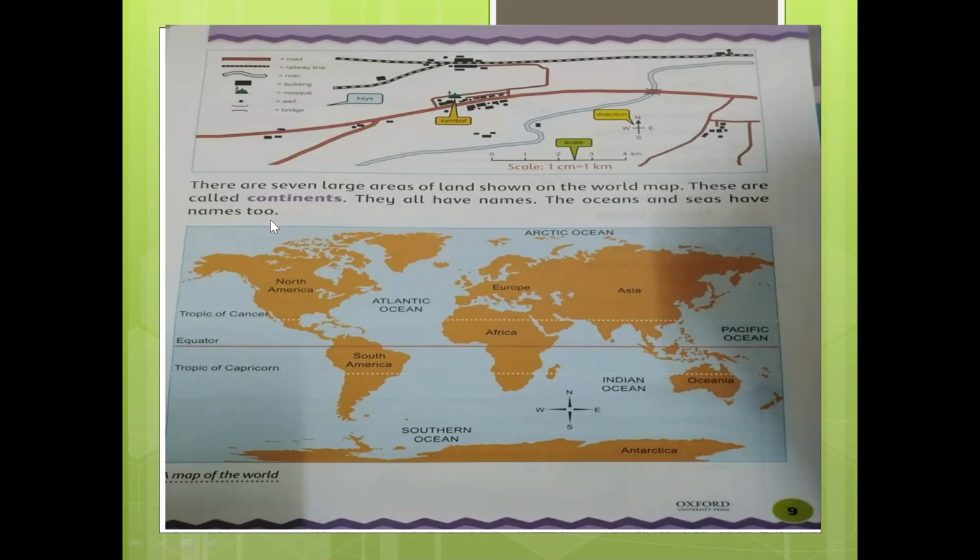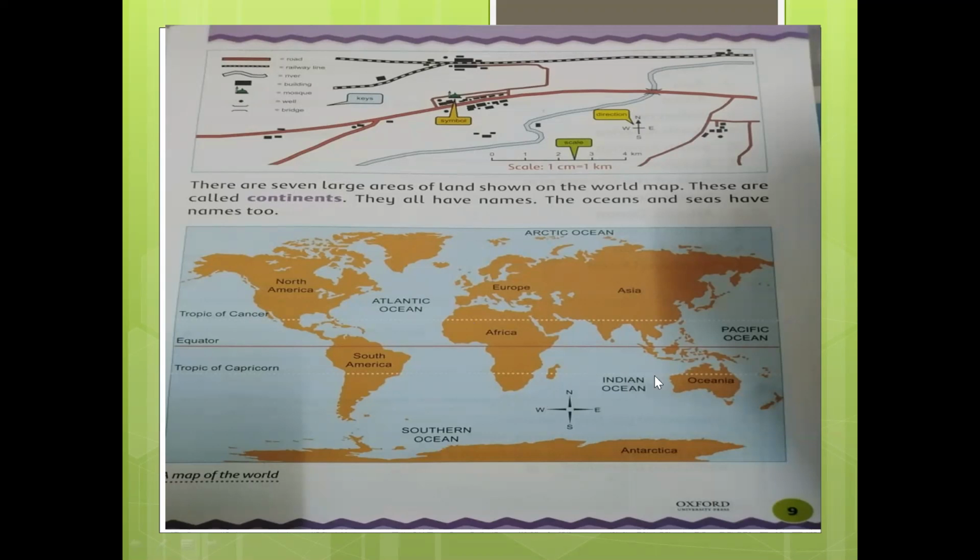Now let us move to the oceans. As I told you earlier, oceans are the large areas of water on earth. Which ones are the oceans? Arctic Ocean, Atlantic Ocean, then Pacific Ocean, Indian Ocean, Southern Ocean. How many oceans now? 1, 2, 3, 4, 5.